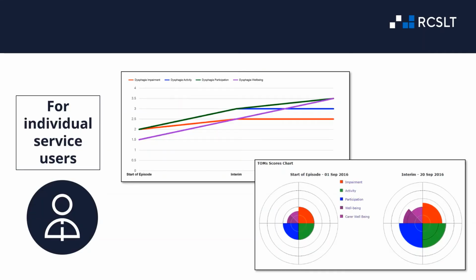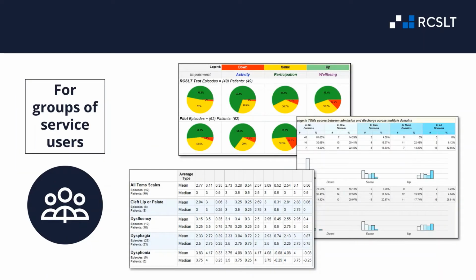Irrespective of which method you use to submit TOMS data to the ROOT, the purpose of doing so is so that your speech and language therapy service can analyse outcomes data quickly and easily. The ROOT can produce reports to show change across an episode of care for both individual service users and for groups of service users. The ROOT collates the data that has been collected across the team or the service and aggregates it into reports showing average change over time.